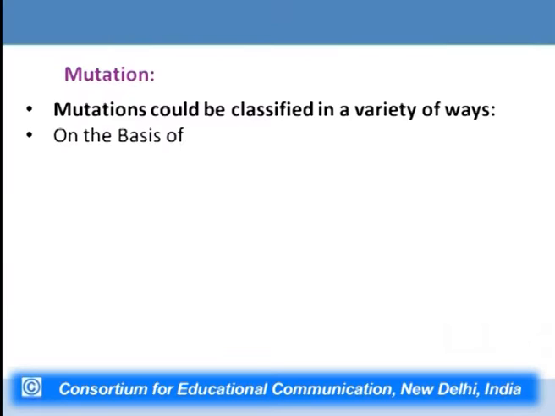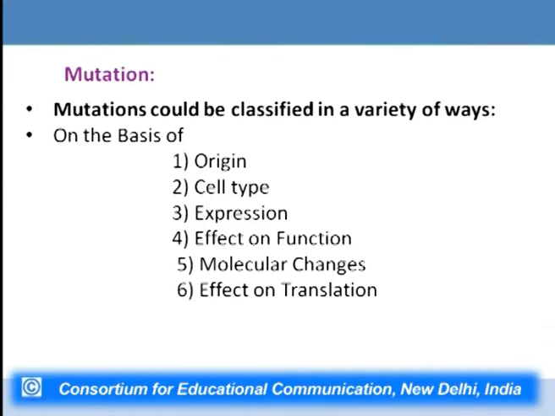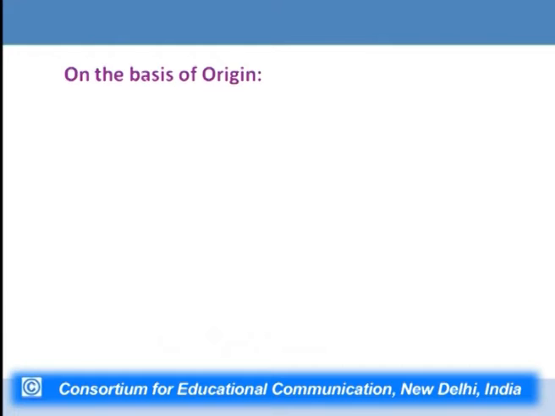A mutation could be classified in a variety of ways, and some of the ways in which it is classified are based on the origin of mutation, the cell type where mutation is occurring, the expression level of the gene, the effect on the function of the gene, molecular changes which occur during mutations, and effect on translation. What exact changes occur in translation because of a particular mutation. These are the ways in which mutation has been classified.